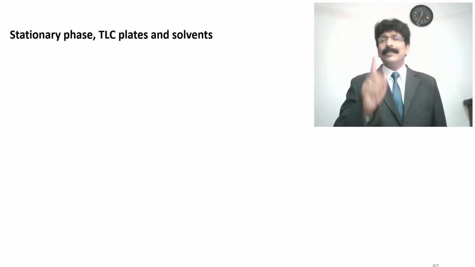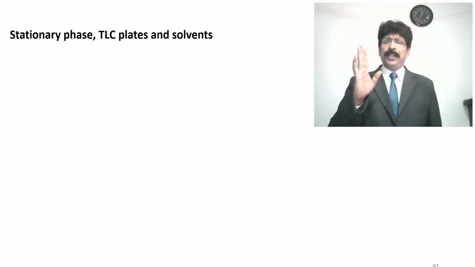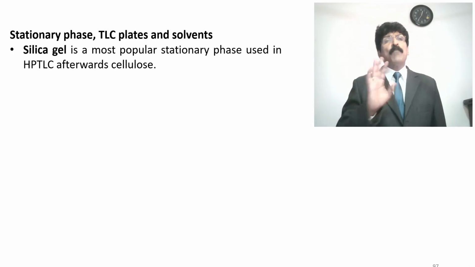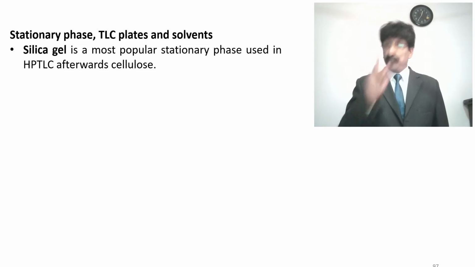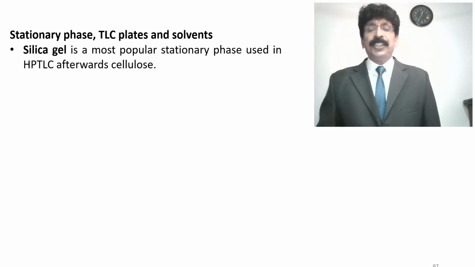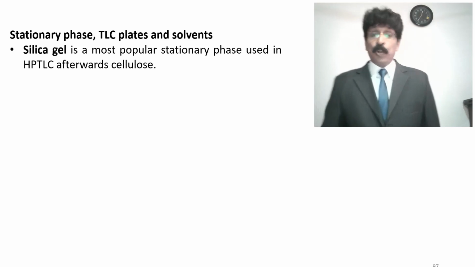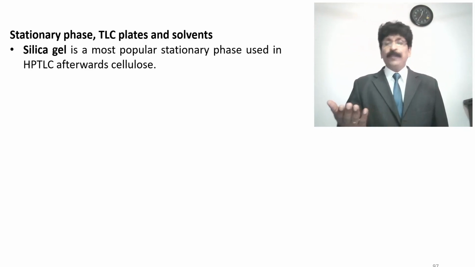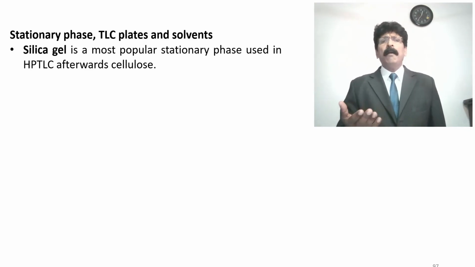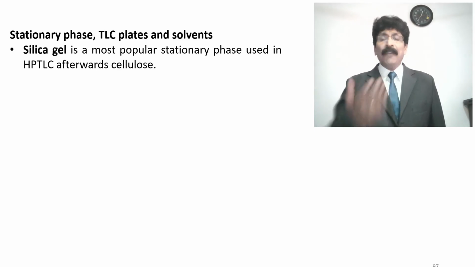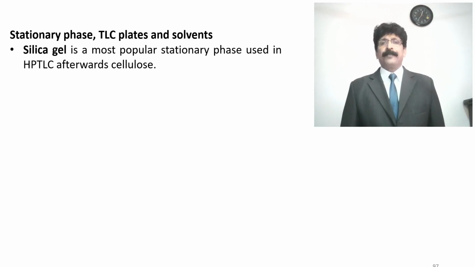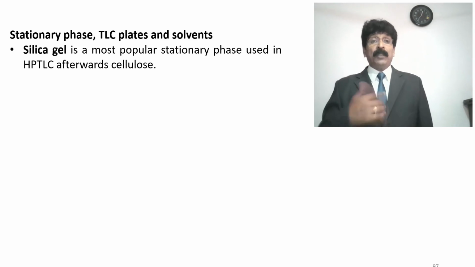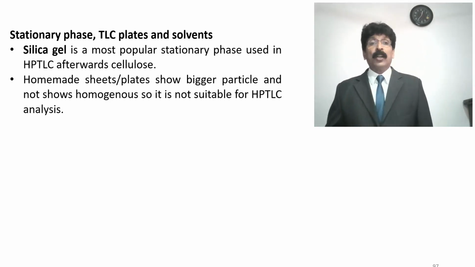Stationary phase: silica gel, alumina also can be used, aluminium TLC plates and solvents. Silica gel is the most popular stationary phase, which we used as silica gel G in normal TLC. Gypsum is needed as a binder to make a thin layer on the supportive glass plate. Here we can use even aluminium foil. Ready-made thin plates are available and are given along with the HPTLC instrument. The most popular stationary phase used in HPTLC is silica gel. Afterwards, even cellulose can also be used.